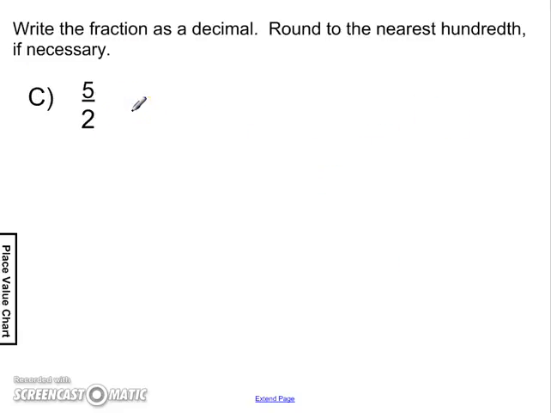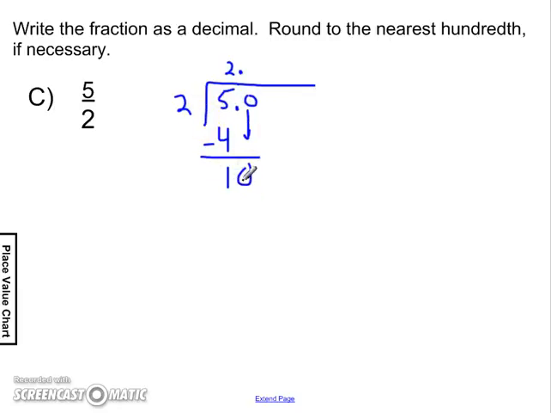All right. Write the fraction as a decimal. And in this case, though, we are told to round to the nearest hundredth if necessary. I've got a place value chart down here, which I will get to in a minute, if necessary. Okay, so 5 divided by 2. Does 2 go into 5? Sure it does, twice. 2 times 2 is 4. That leaves me 1. Now my decimal in 5 is right there, so it will go straight up and add my 0 and drop it. 2 into 10, 5 times. 5 times 2 is 10. Okay, and that leaves me with a 0.